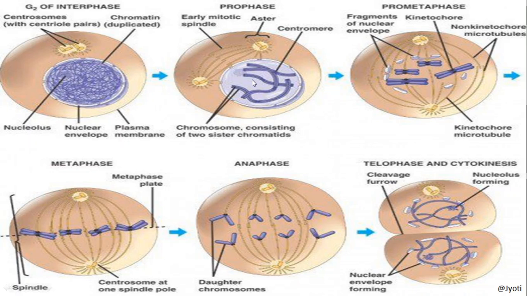Now, what are the changes taking place in the prophase? The centrosome, which has been divided into two centrosomes, now moves towards the opposite pole. So, you can see that this is one pole of the nucleus. The other centrosome moves towards the other pole of the nucleus. Now, this centrosome produces the radiating microtubules, these small microtubules, which are called asters.